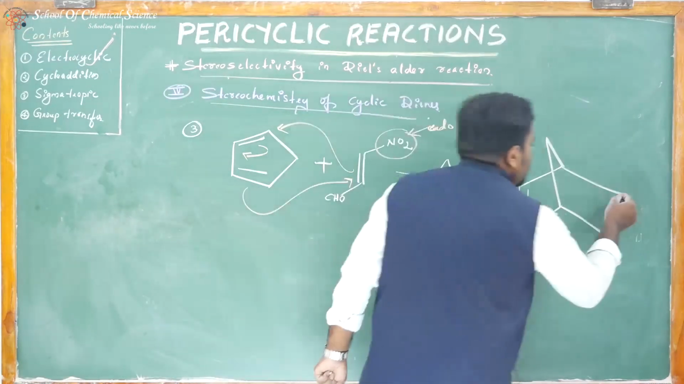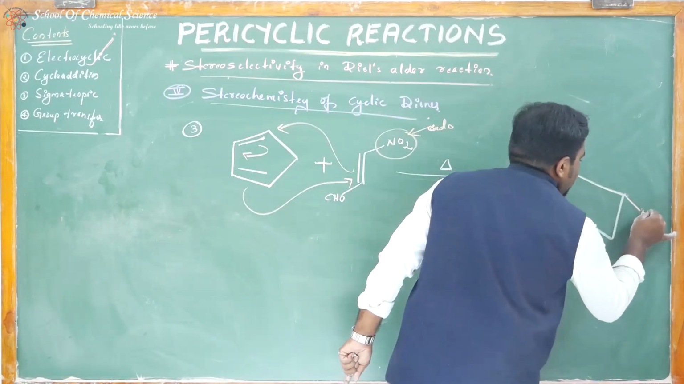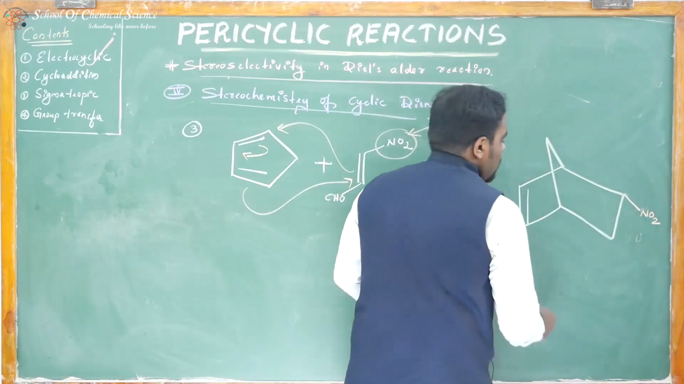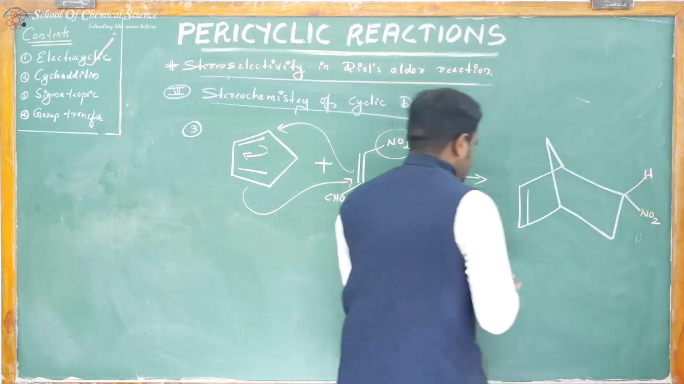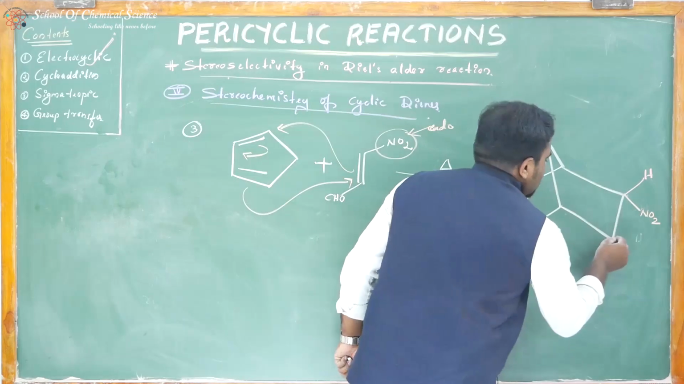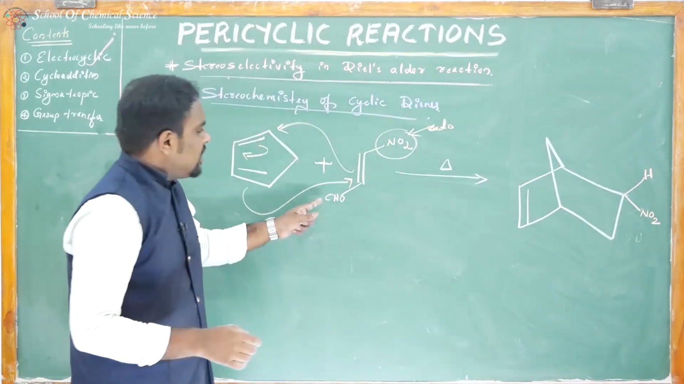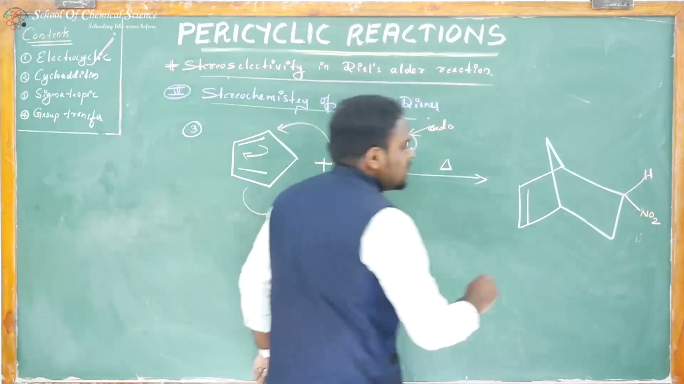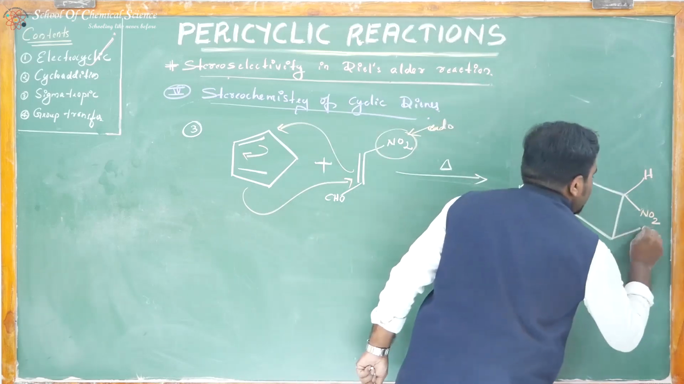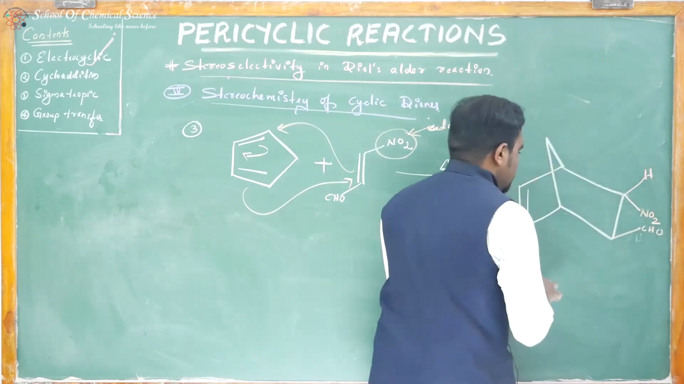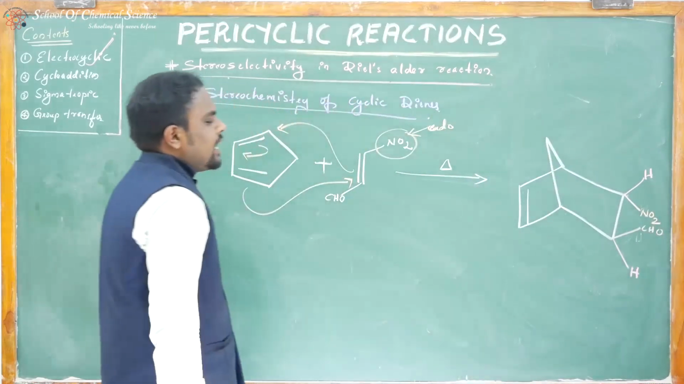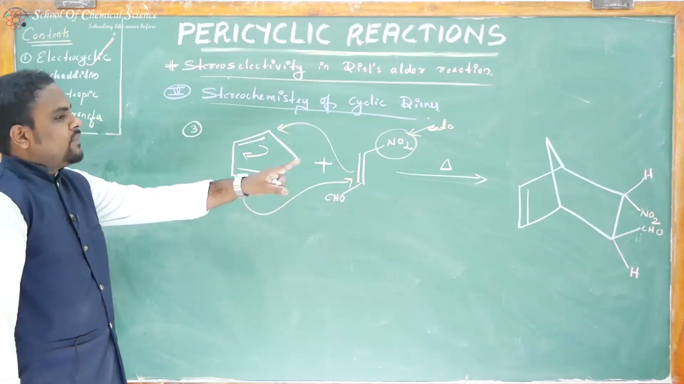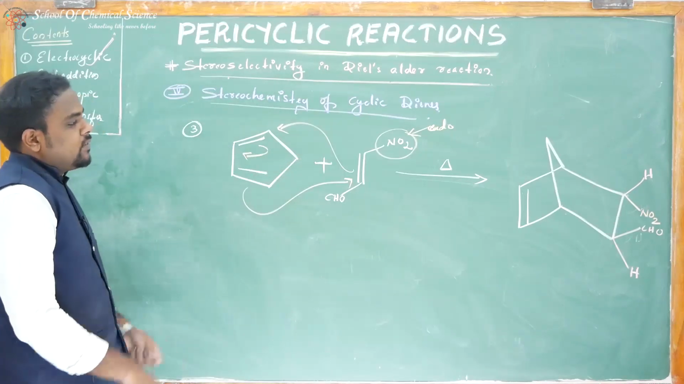So this NO2 will be in endo position, and the corresponding hydrogen is in exo position. Here CHO is in exo position and the corresponding hydrogen is in endo position. So that will be the product.